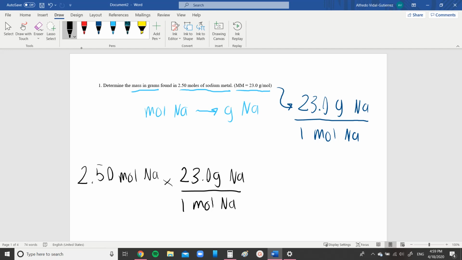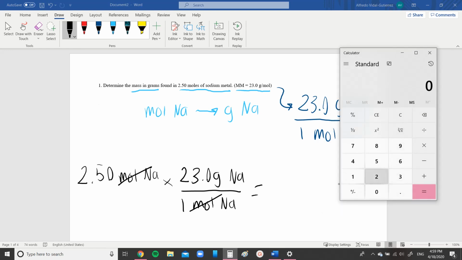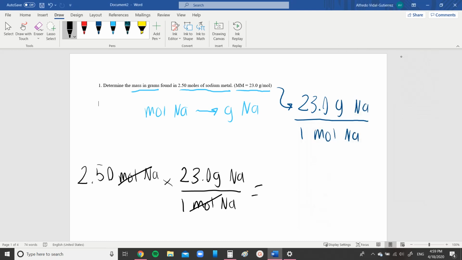And so what we're saying is we're multiplying by the numerator and dividing by the denominator. So when you divide the same two units, moles over moles, they cancel out. And I'm left with grams of sodium, which is what I was asked to determine. So I've already completed the unit conversion. I just need to plug in my numbers. So I'm multiplying 2.5 times 23, and I'm dividing it by 1, but you don't really need to write that down. So when you plug this in, you'll get 57.5, which is the mass of sodium in grams. So the final answer would be 57.5 grams of Na.